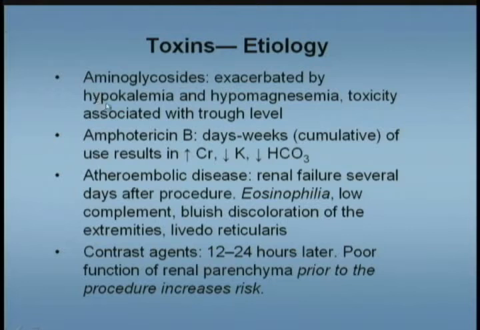Aminoglycosides. We think that low magnesium and low potassium increases the tubular cell pickup of the aminoglycoside. We know that low potassium and low magnesium make the aminoglycoside toxicity more likely. Why do you get a high creatinine? Because amphotericin is directly toxic to the kidneys. Why do you get a low potassium and a low bicarb with amphotericin? This is renal tubular acidosis, type 1 renal tubular acidosis.